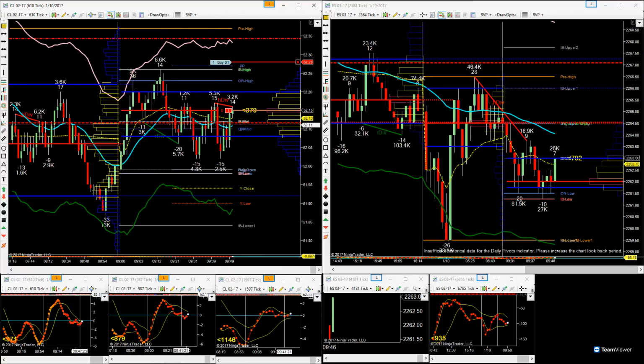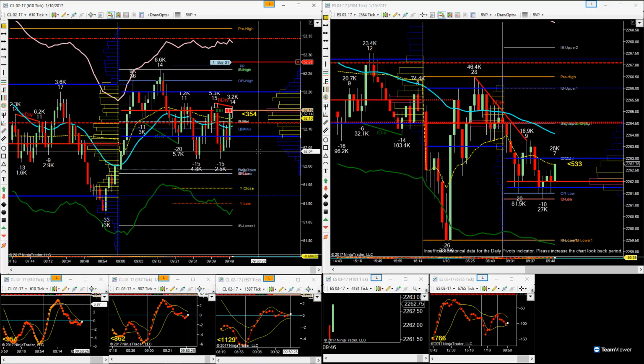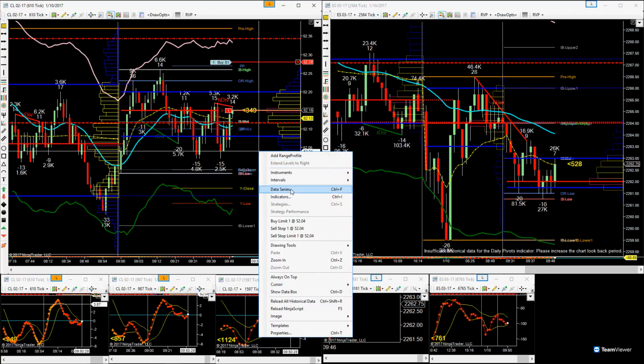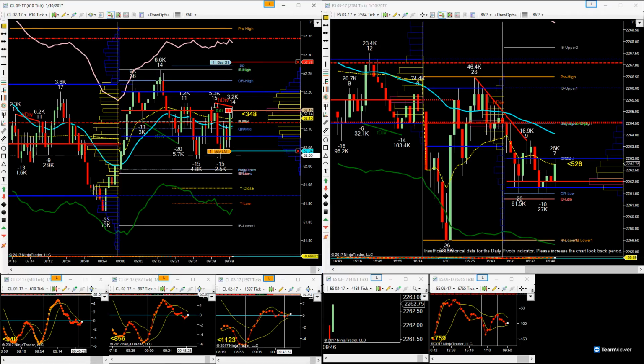Okay, so we're in our short. Our profit target right now is going to be the bottom of the range. We're actually going to make it 10 ticks. Bottom of the range is 02. 2 above that is 04. That's 11 ticks. I'm actually going to make it 10.